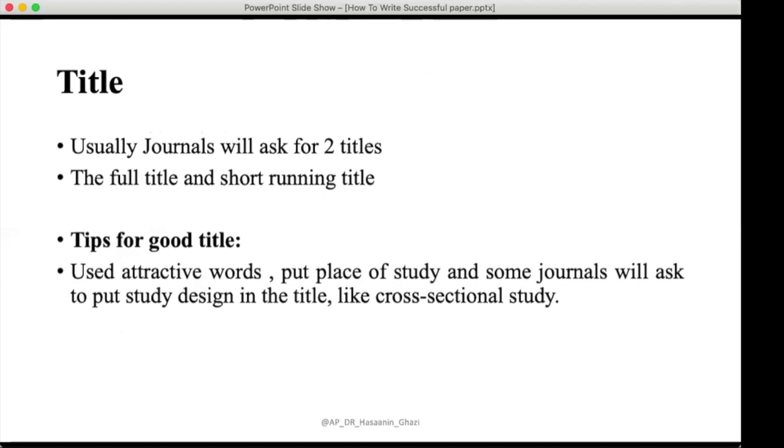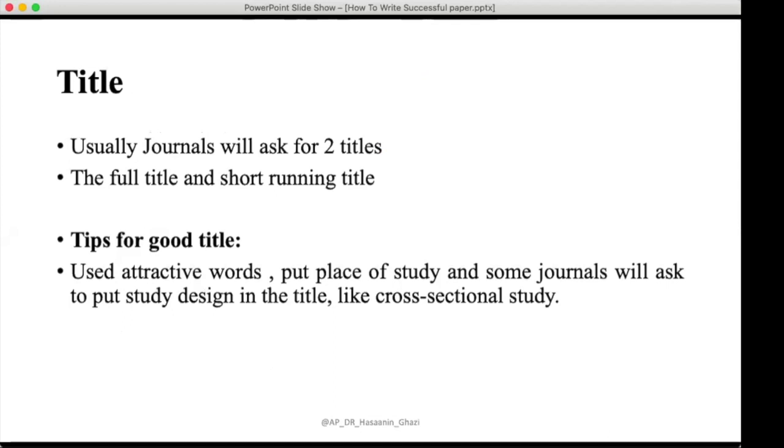Okay, let's talk about the title. Usually nowadays, journals ask for two titles. One is the full title, one is the running title. Why are they asking for a running title? Because some of the journals, especially if they have a print version, you can see that at the top of every page, they put the short title, or they call it the running title of your manuscript. Some journals put the author names, etc. So this is why they ask for two titles.